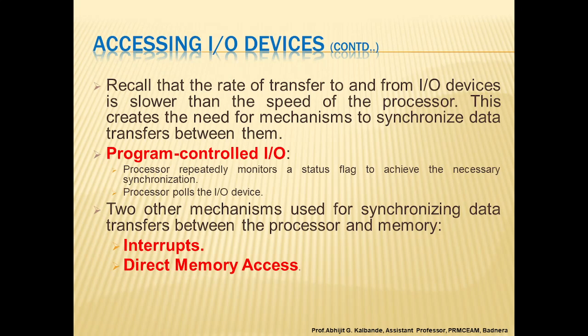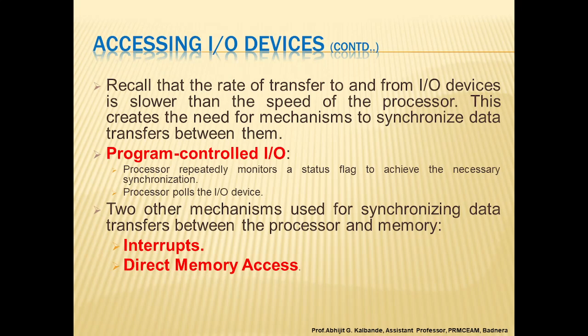There are two other mechanisms used to synchronize the transfer between the processor and memory: the interrupt method and the direct memory access method. Because of that, we have to study the interrupt method as well as the direct memory access method in this video. Okay, so this is all about accessing the IO devices.